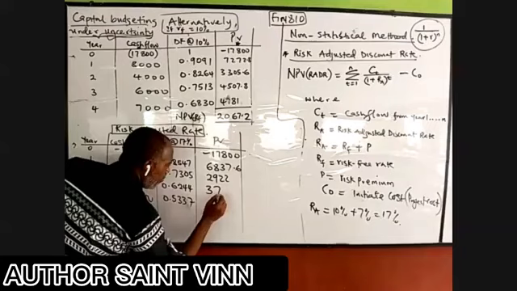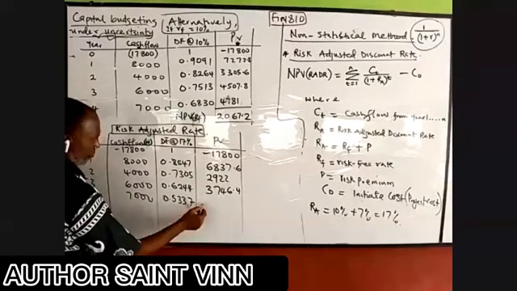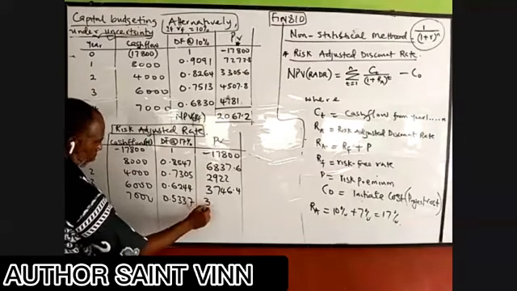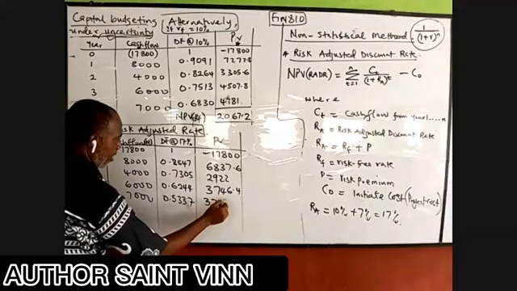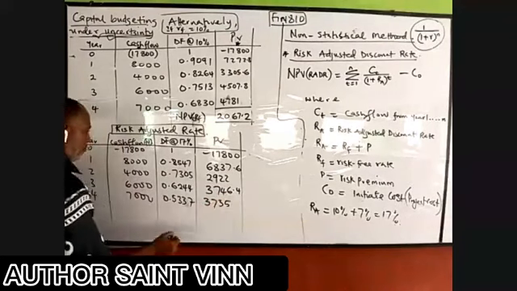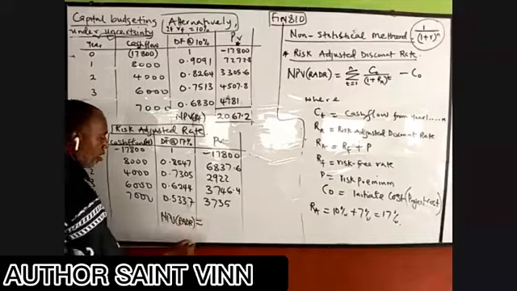3746.4. Good. Last one, 3735, so 5.5. NPV, RADR. The last one is 0.9.